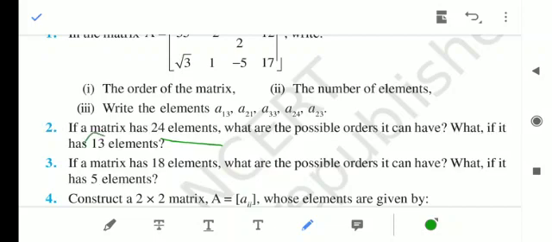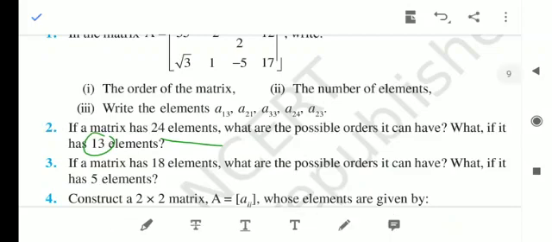If it has 13 elements, in that case only 1 by 13 or 13 by 1 is possible. It has 1 row and 13 columns, or 13 rows and 1 column. Similarly, I will suggest you please solve the first 6 questions, and the next questions we will discuss in the next video.